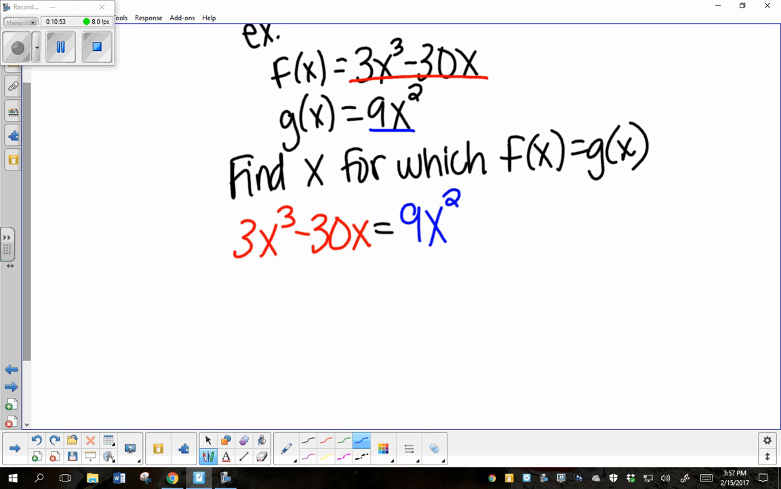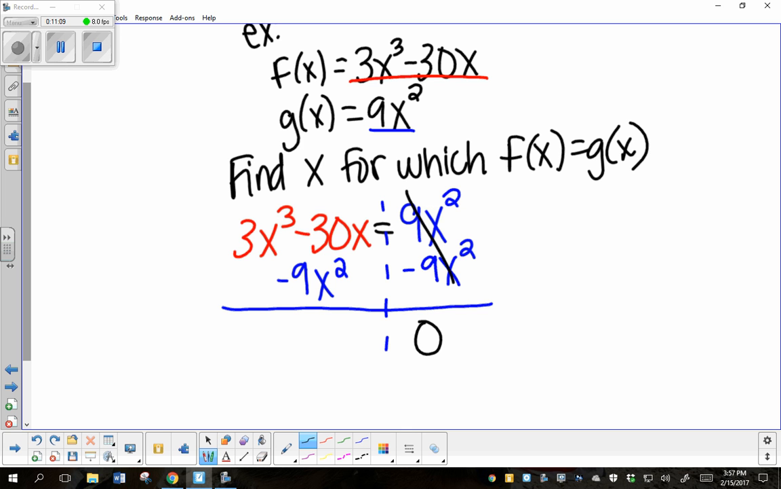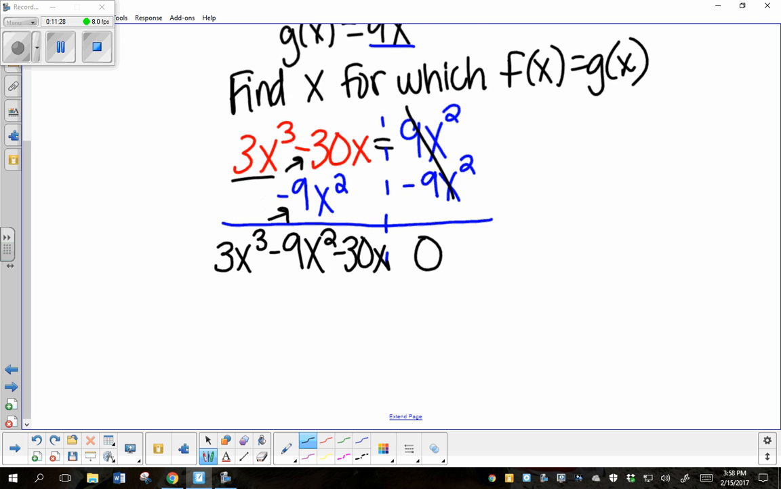So let's get this set equal to 0 first. From each side, we're going to subtract that 9x squared. When I do that, this side of my equation is 0. On the other side, I've got the 3x cubed, and I'm going to write this guy second, minus 9x squared, and then this guy, minus 30x. I kind of just reordered it as I wrote it, because I know I want my x's to go from greatest power to least power. So now let's start factoring this.